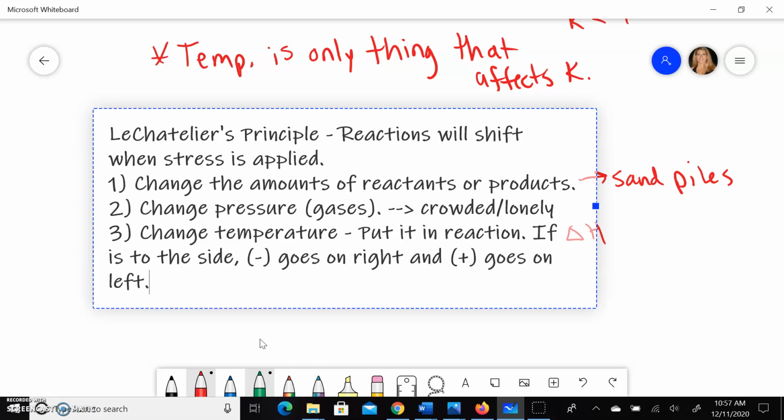So if they have like delta H equals positive 65 kilojoules off to the side, positive means it's endothermic, so it means heat is going in, so you're going to put the heat on the left side of the arrow, and then you can just treat it like a sand pile. And that's it for thermochemistry.